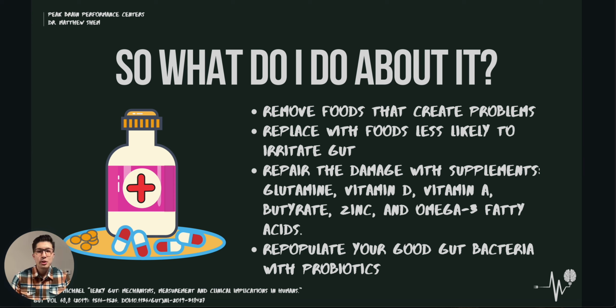So after that, once you clean up your diet, then we have to start repairing the gut and repairing the damage that has taken place with supplements like glutamine, vitamin D, A, butyrate, zinc, omega-3 fatty acids, just to name a few. And then once that happens, and once your tight junctions start to form a little bit tighter, that mortar against those bricks is not letting those large particles of food and different things through your gut barrier, then we're going to repopulate your gut with good bacteria with things like probiotics.